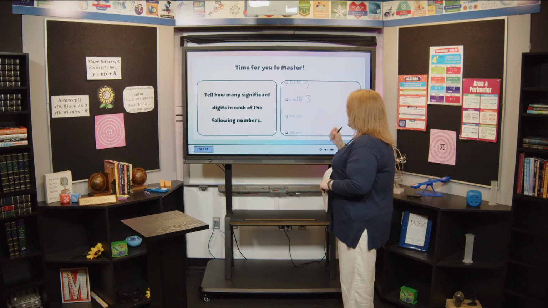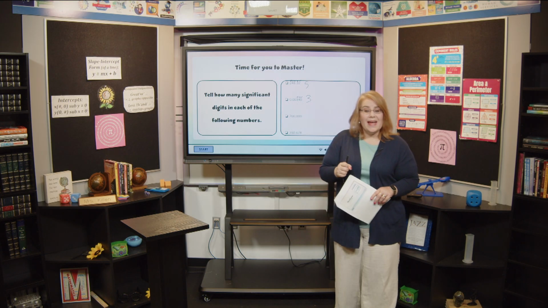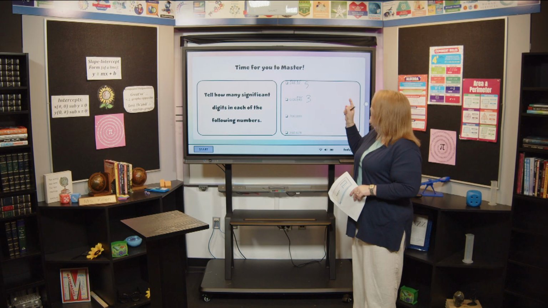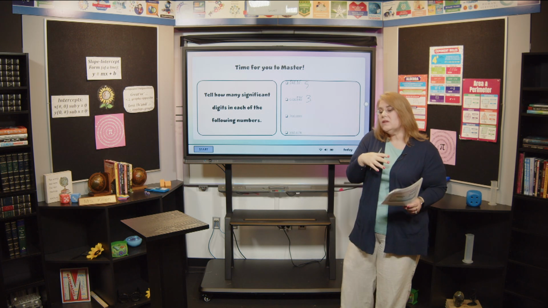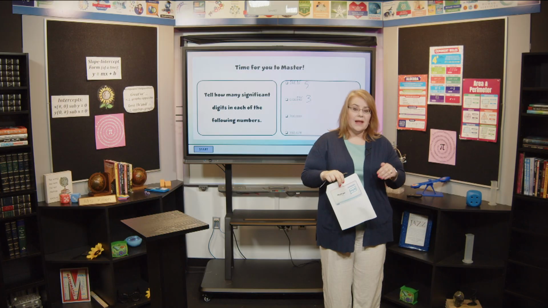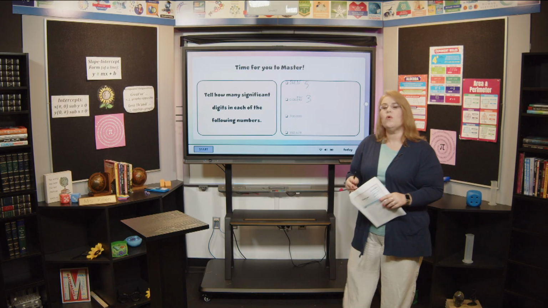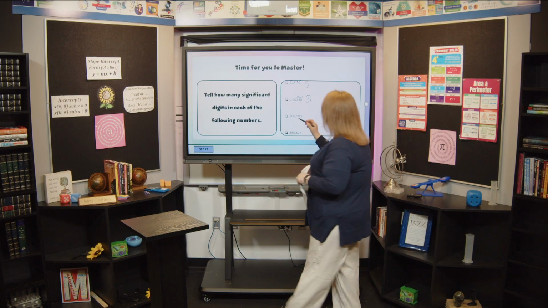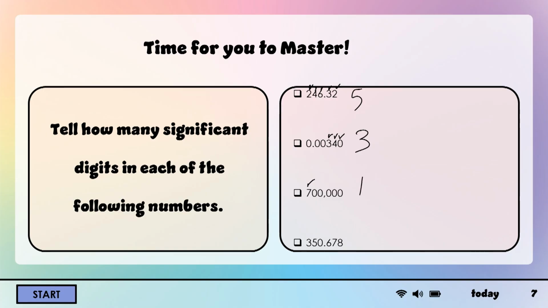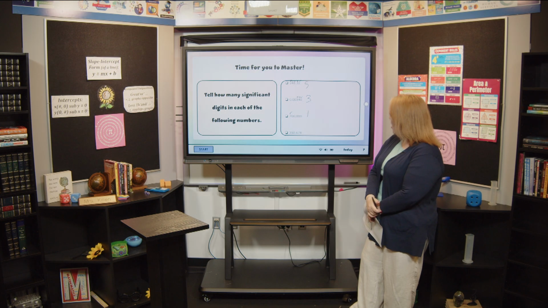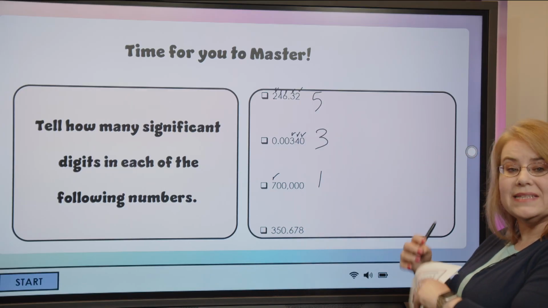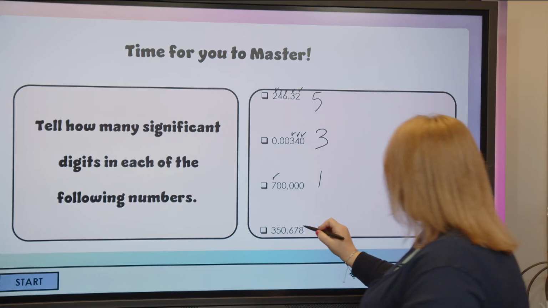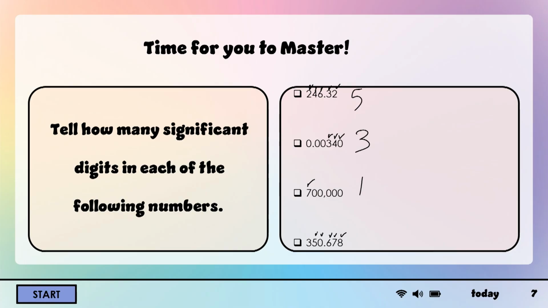Now, 700,000. Don't we wish we had that in money? Yes, we do. I don't see a decimal in this number. So what did we say we do when we do not have a decimal? Exactly right. We're going from left to right now. So I have 1 significant digit, just 1. All right, let's look at the last one. I have a decimal, so I'm going to go from my right side to my left side. So let's count: 1, 2, 3, 4, 5, 6 significant digits.